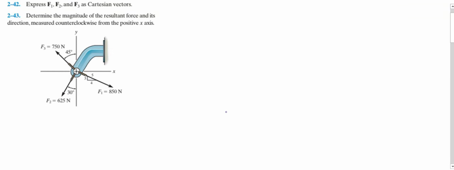Hello everyone, let's try this question. This question says to express F1, F2 and F3 as a Cartesian vector, and after that determine the magnitude of the resultant force and its direction measured counterclockwise from the positive x-axis.